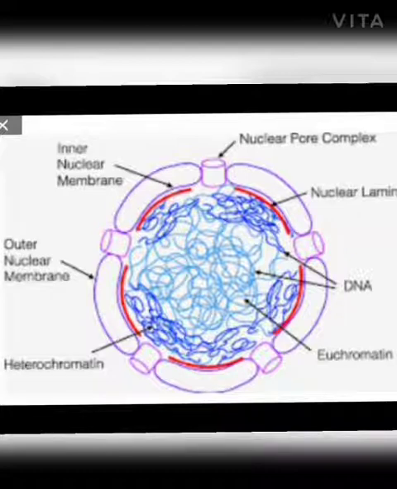Today we are discussing the structure of the nucleus. The nucleus is the control center of the cell. In an animal cell, it is situated in the center part of the cell. It is a double membrane bound structure.